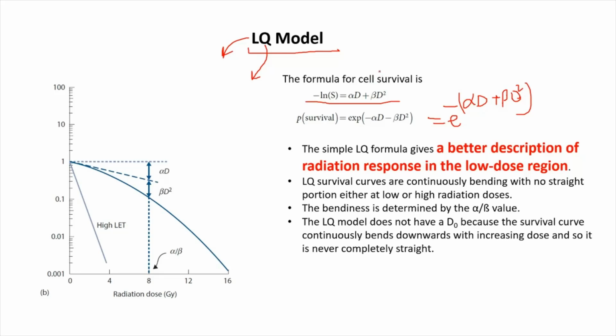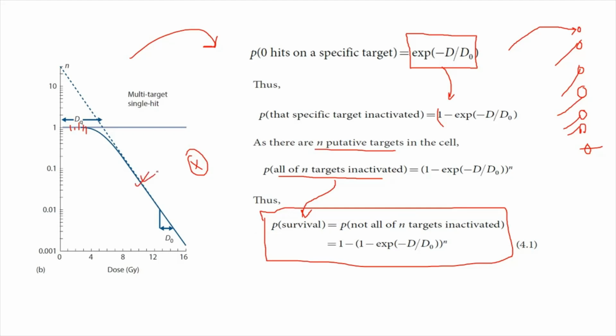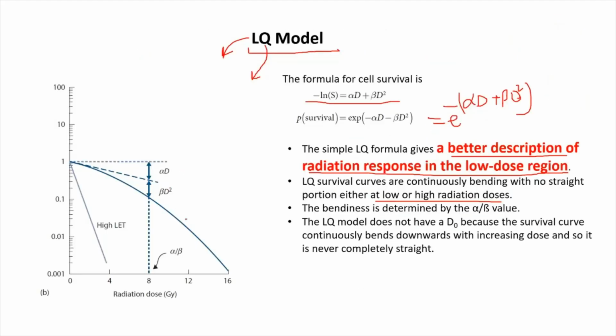And this model gives a better description of the radiation response in the low dose region, and that's the main implication of the LQ model. We can see the curve over here. It's continuously bending with no straight portion at either low or high radiation doses, whereas the previous curve has a straight portion, but this one doesn't. It keeps on bending at either low or high radiation dose.